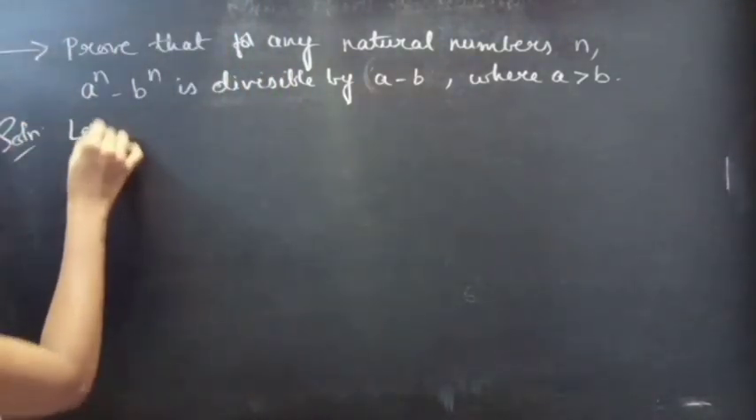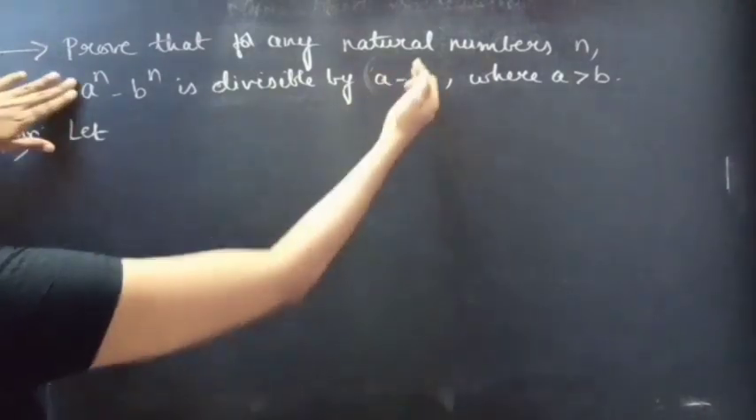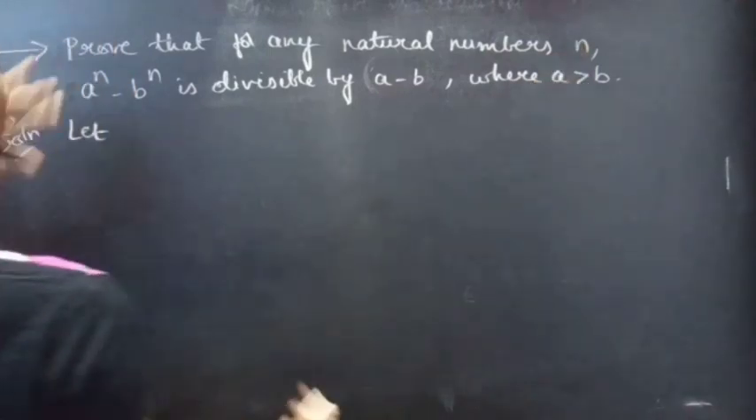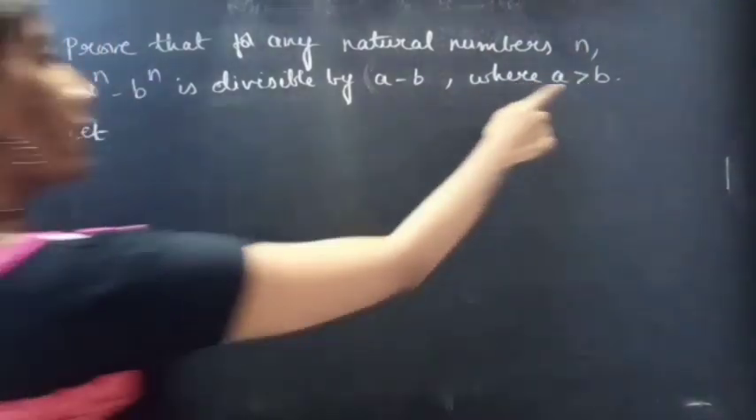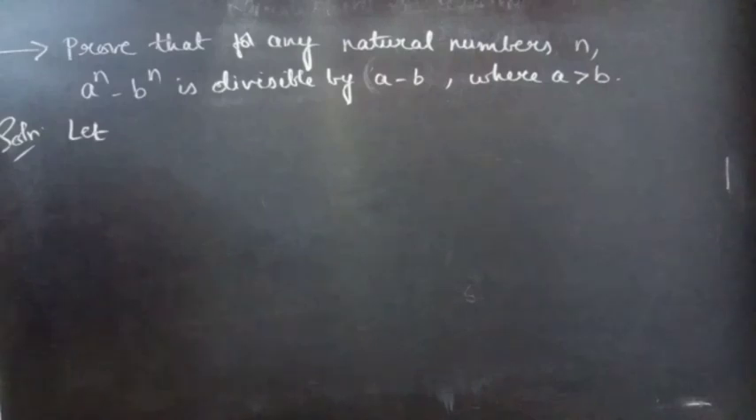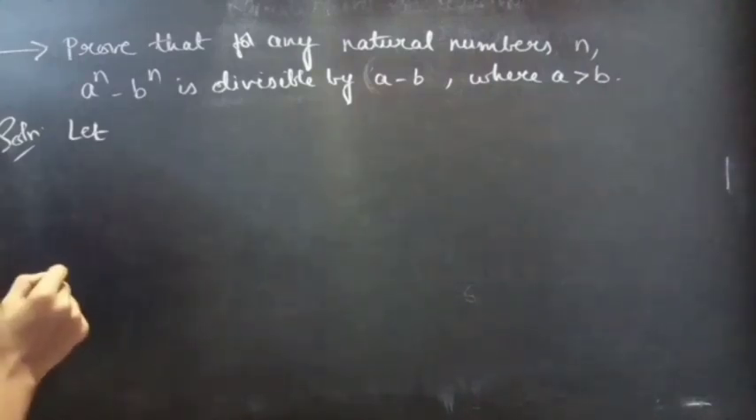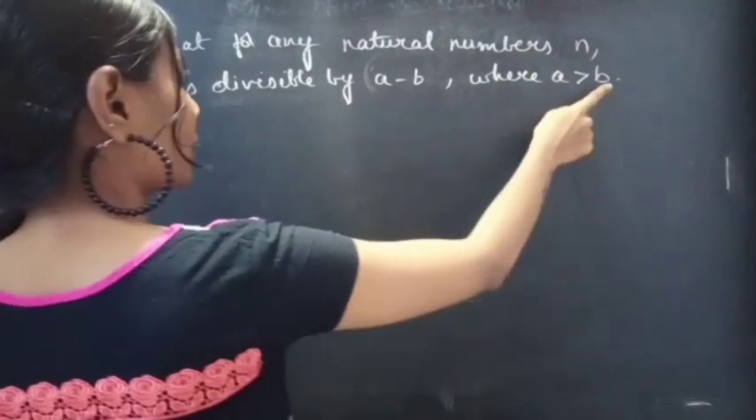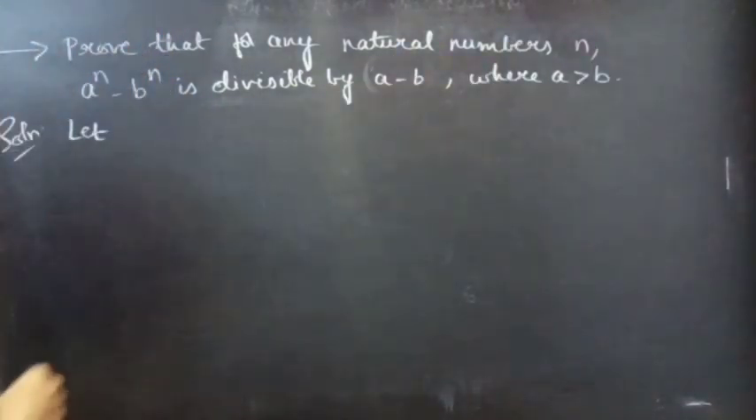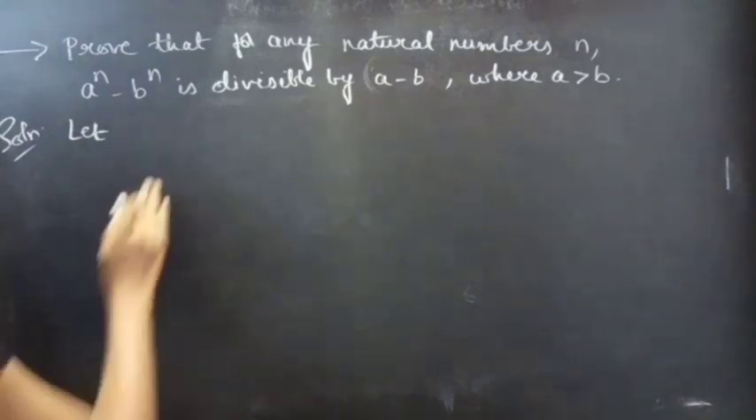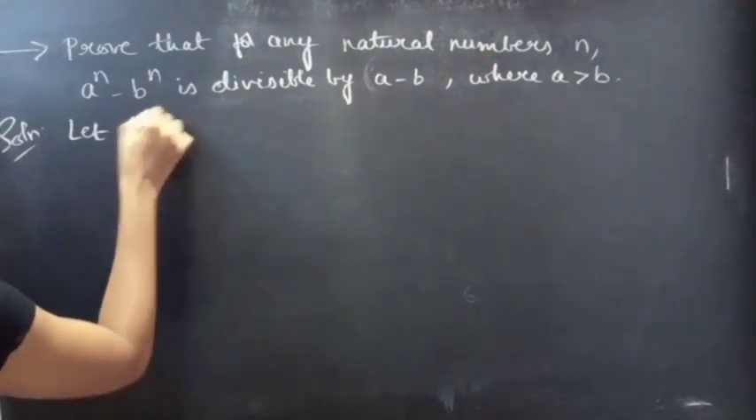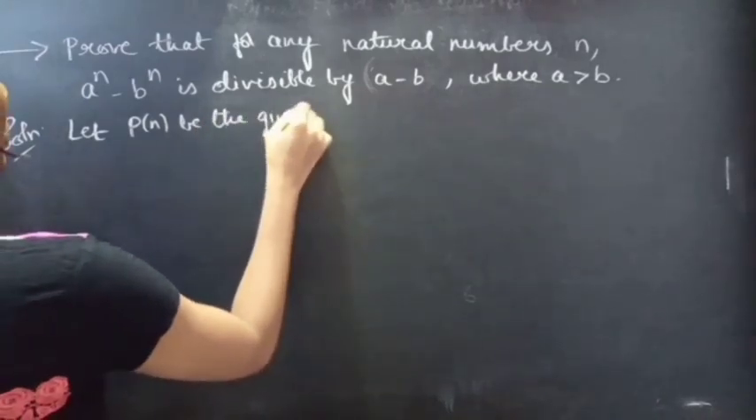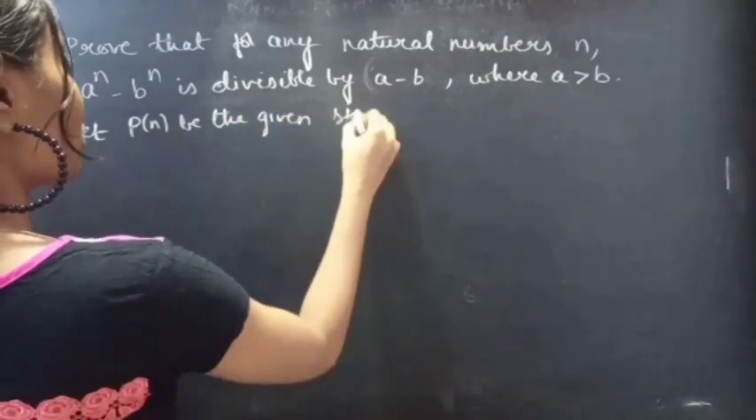Solution. So here we are asked to prove that this statement is true for any natural number n provided a is greater than b. Okay, so any value a must be a value which is always greater than b. Okay, so let's see. Let p of n be the given statement.